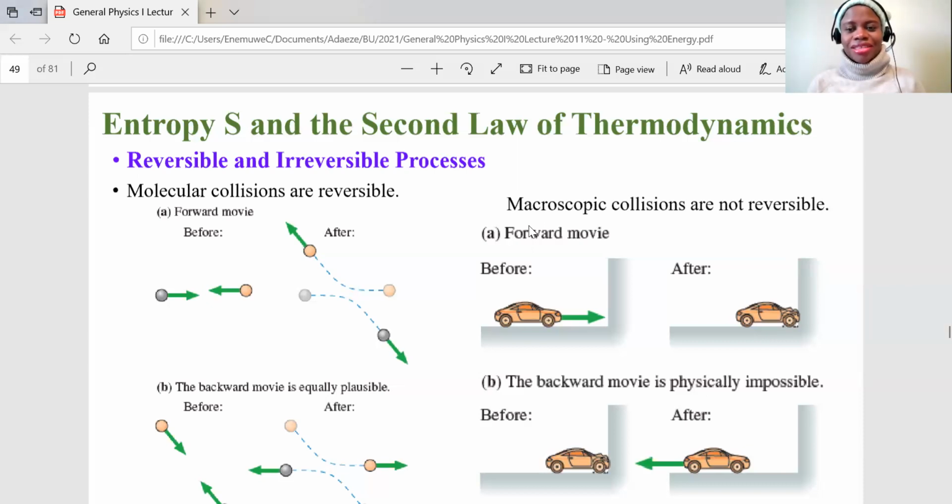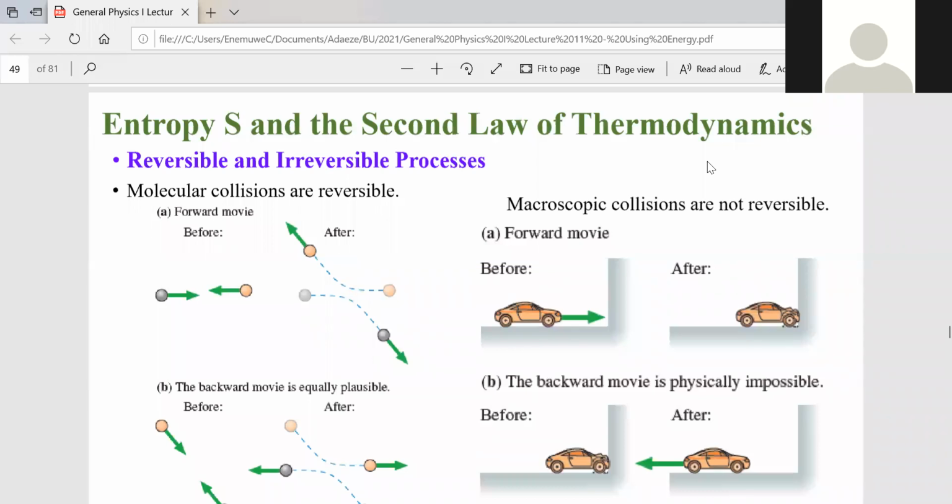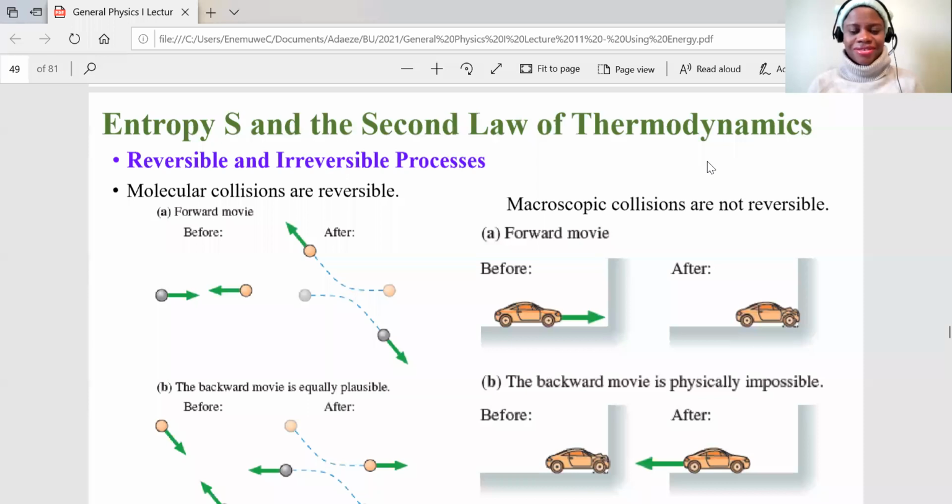You can hear me and you can see my screen, right? Yes, we can hear you, and we see entropy S and the second law of thermodynamics. Good. Thank you.